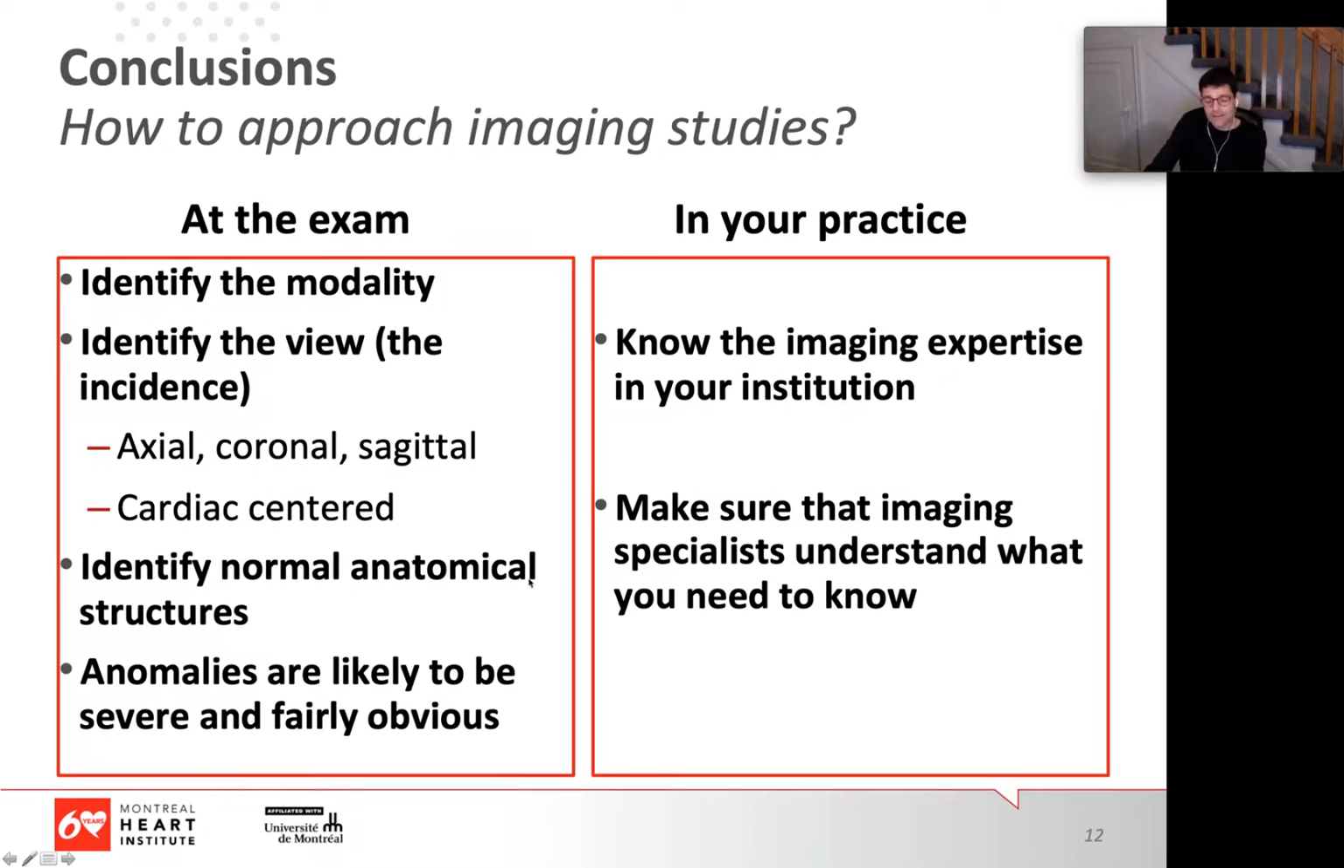I will conclude this series of 3 presentations with a few remarks about how to approach imaging studies. First, during your exam, what you should do is identify the modality, identify the view. Remember that CT scans are usually presented in standard perpendicular radiological planes, so axial, coronal, or sagittal, as opposed to echocardiograms or cardiac MRIs that are presented in cardiac-centered views, like the 2-chamber view or the 4-chamber view. Take time to identify all normal anatomical structures, and that should make anomalies stand out. For an exam, I think it is safe to expect that anomalies are likely to be severe or fairly obvious.